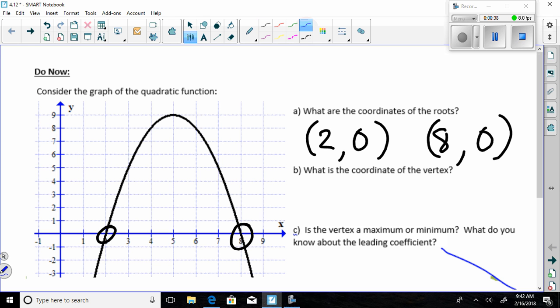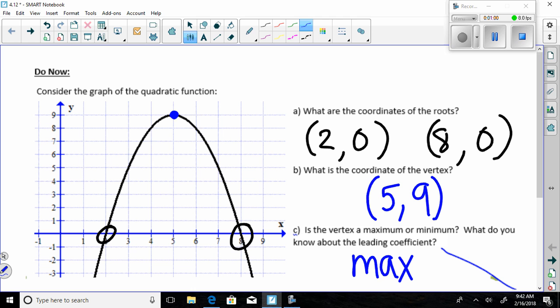Who can raise their hand and tell me what is the vertex, TJ? 5, 9. So vertex is your min or your max, right? So I go up to, it's the very tippy top or the tippy bottom. So who can raise their hand and tell me, is this a min or a max, Jordan? Maximum. And also, leading coefficient.